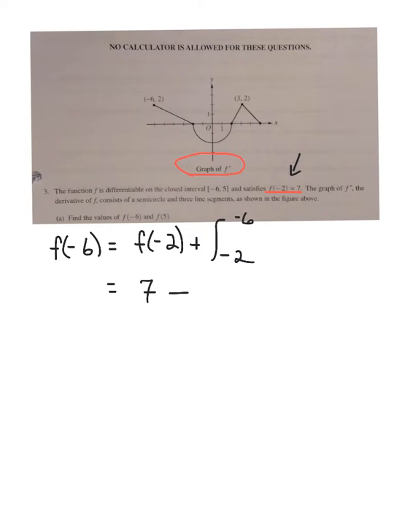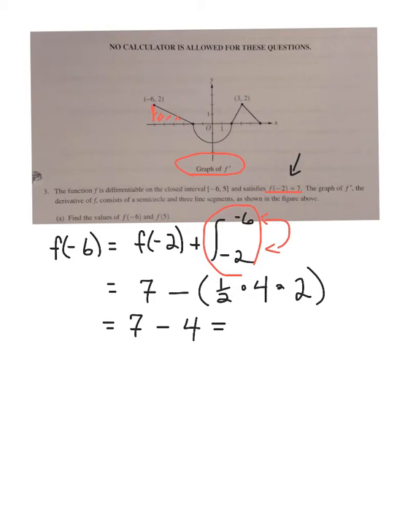Just remember, I'm going to take these bounds right here and flip them. Now remember what this means. This is just the area under the curve from negative 2 to negative 6. So essentially, it's looking for the area of that triangle right there. We know the area of a triangle is 1/2 the base times the height, and the base of that triangle is 4, and the height is 2. So we work that out, and that's going to be 7 minus, what is that, 8, half of that is 4. So that's 3. So then I know that f of negative 6 is 3.